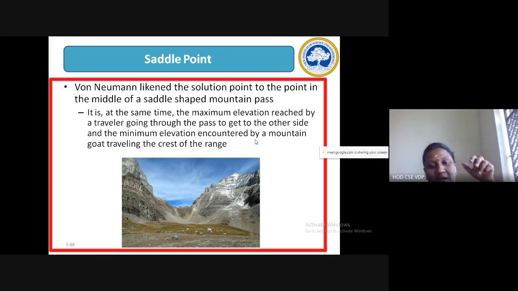Now, why was it named a saddle point? Von Neumann identified this concept, and he named it a saddle point because he chose the saddle-shaped mountain pass, where there is the maximum elevation reached by a traveler going through the pass to get to the other side, and the minimum elevation encountered on the mountain. This is the reason behind naming it a saddle point.